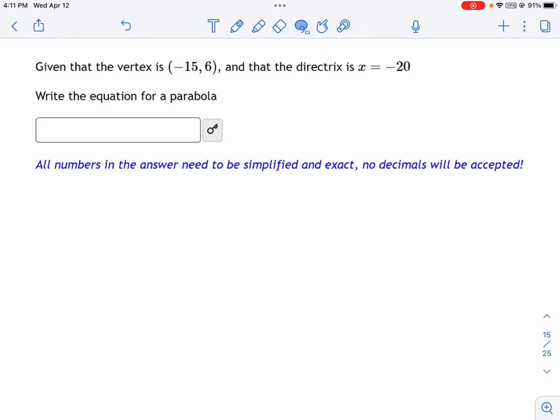Hello and welcome. So, given that we have a vertex at negative 15, 6 and the directrix at x equals negative 20, write the equation for a parabola.